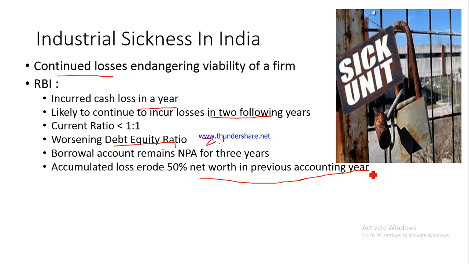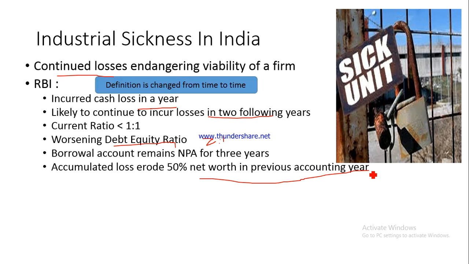Let me give an example. Let's say a particular enterprise is worth rupees 100. Just to give you an example, it's a hypothetical case. And now 50% of this 100 is rupees 50. If the amount of loss that this particular company incurs is more than rupees 50, then this would be considered to be an instance of industrial sickness. Right? So these were the definitions given by the Reserve Bank of India.